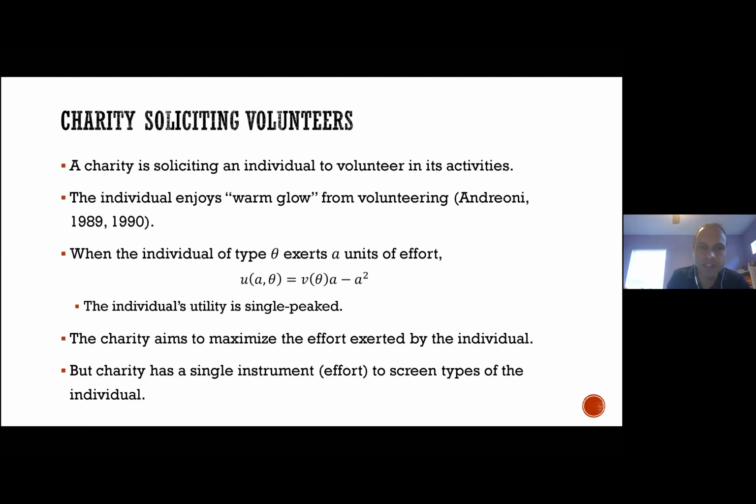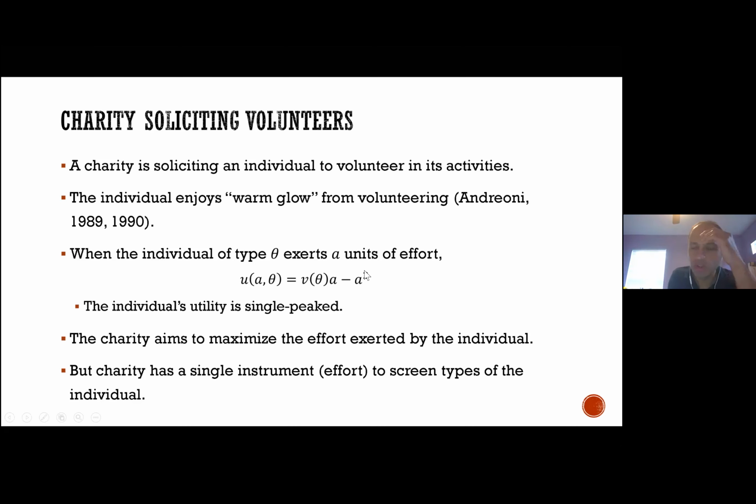So imagine a charity which is soliciting these individuals as volunteers, okay? I'm going to look at a warm glow model of charity, which is basically that when a person volunteers for these activities, let's say in a soup kitchen or somewhere else, the person volunteers because that makes him or her feel good about himself, right? So you're not doing it necessarily for some broad altruistic motives or social prestige motives. You're just doing it because you feel good, right? That you're doing something good for somebody else.